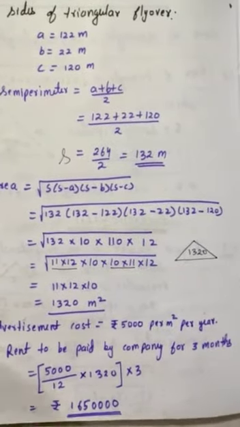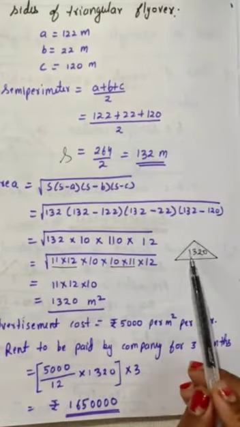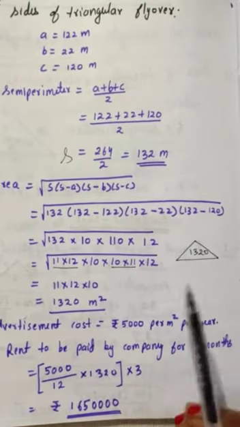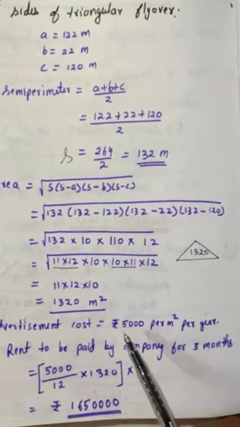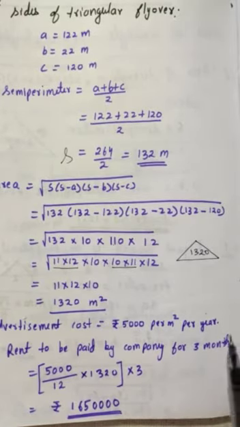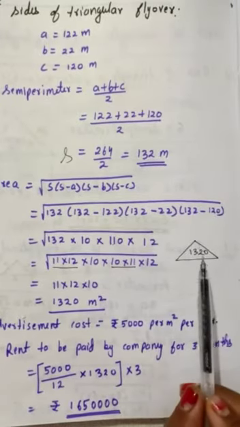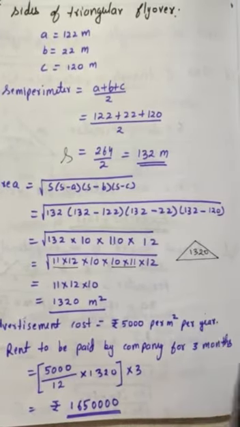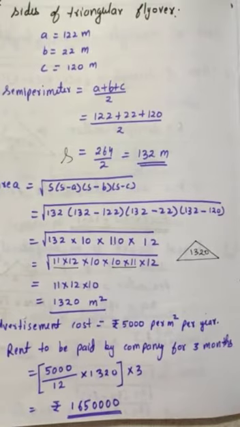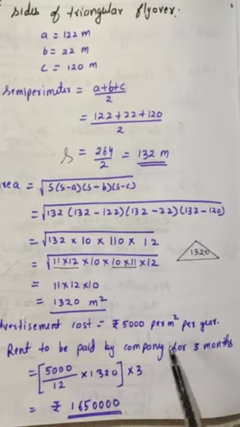Now what is given to you is that one company has hired that flyover for putting their advertisement, and the advertisement cost is rupees 5000 per meter square for 1 year. Okay, for one year it is 5000, and the company is hiring this flyover only for 3 months. Not for the full year. So what will be the rent to be paid by the company?